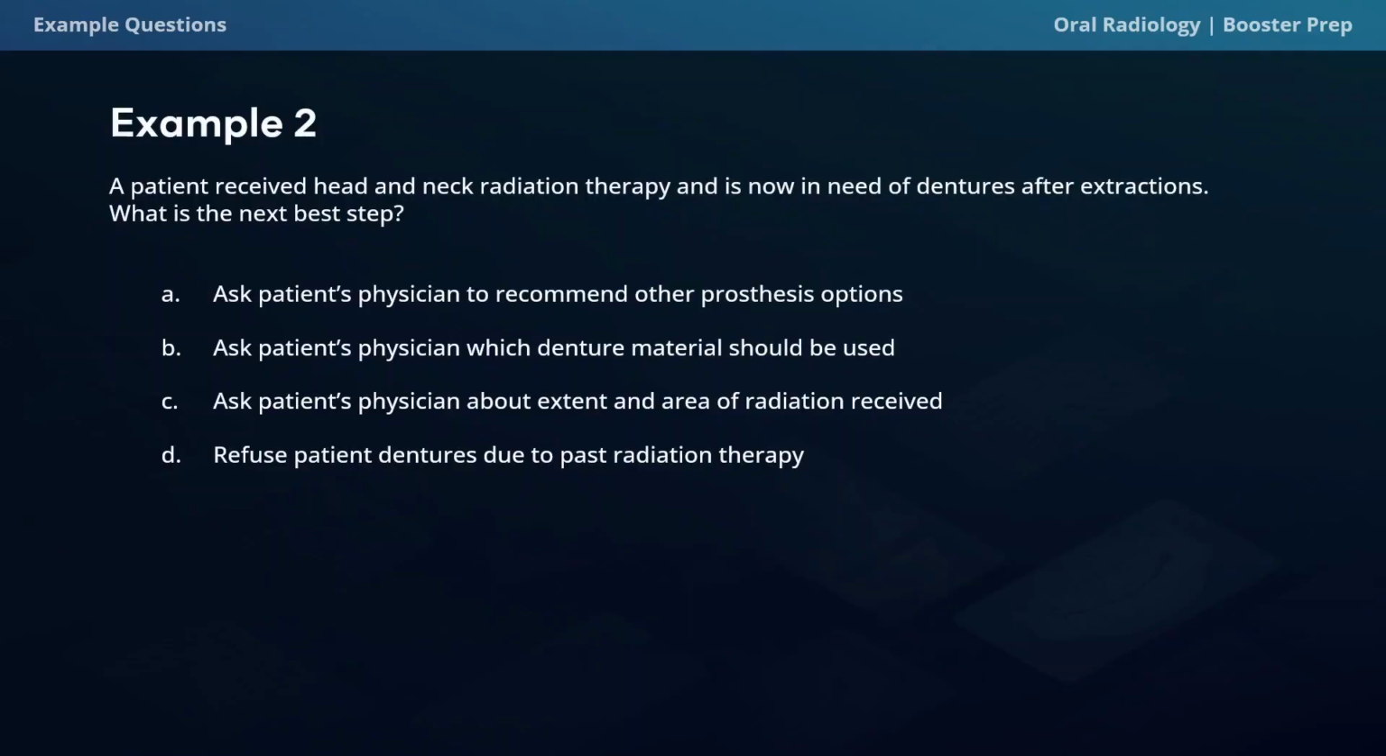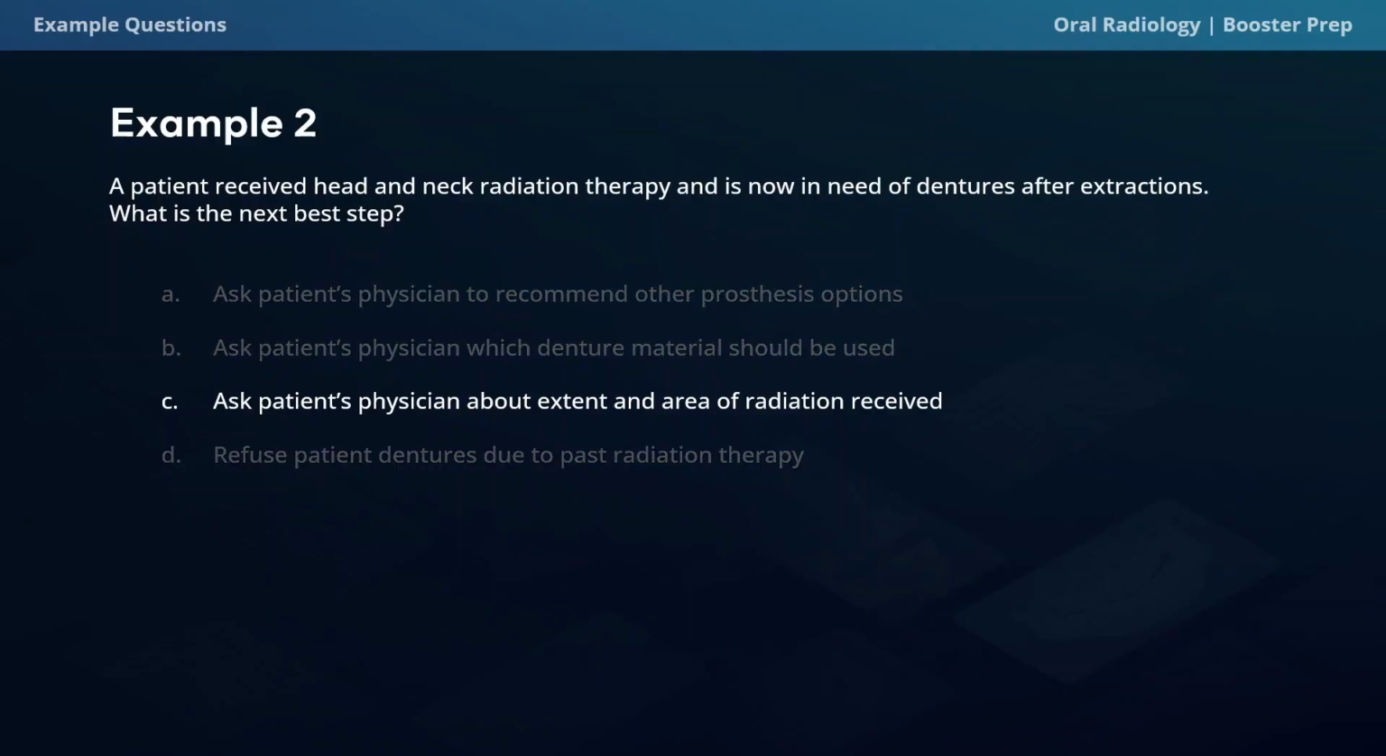Our next practice question asks, a patient received head and neck radiation therapy and is now in need of dentures after extractions. What is the next best step? All right, guys, take a second to pause and to answer the question. The correct option here is C, consulting the patient's physician about the extent and the area of radiation they received.